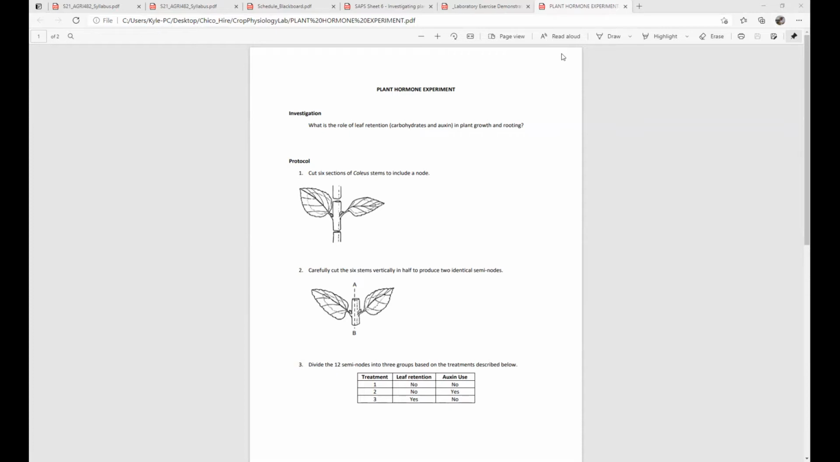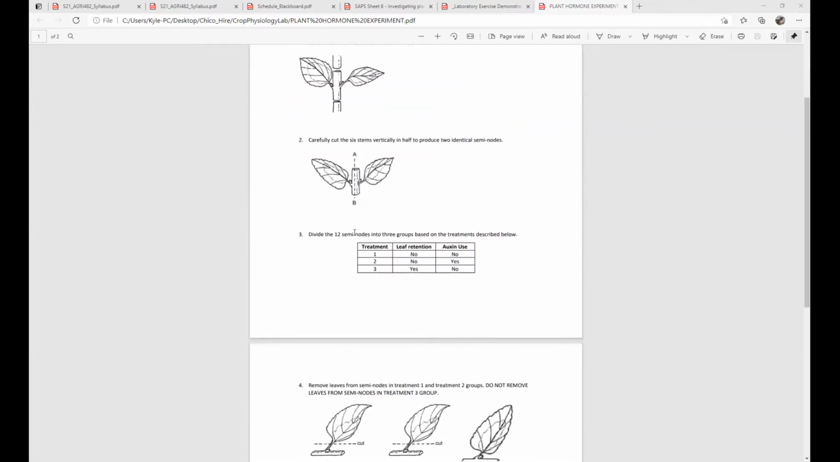The first step of this is to cut 6 sections of our coleus plant. We're going to cut these so that the stems include a node. We're just capturing 6 of these pieces right here, a piece that has a leaf on either side and a node growing on them, right? The next step is to carefully cut those 6 stems vertically in half from A to B in order to produce 2 identical seminodes.